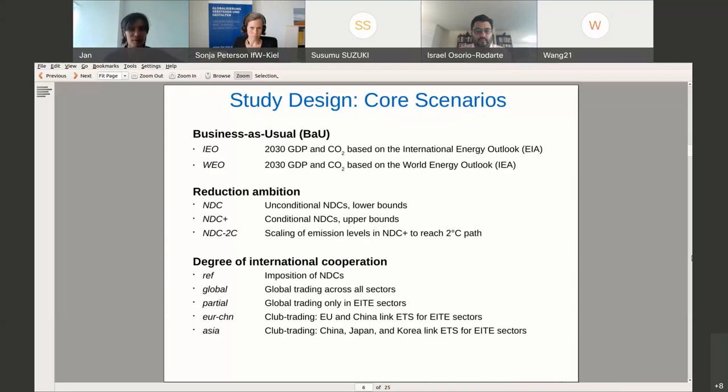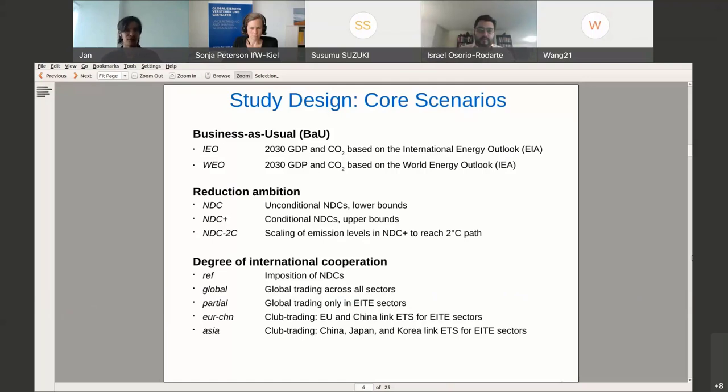Then with respect to the third dimension, we look at different degrees of international cooperation. That means different settings of international emissions trading. We have one case which is the reference case called REF, where we just impose the regional NDCs. So there is no further international emissions trading. This case REF in the reduction ambition NDC basically reflects the status quo of the Paris Agreement, and then all other scenarios are basically Paris regimes that assess some possible implications of some possible ways forward.